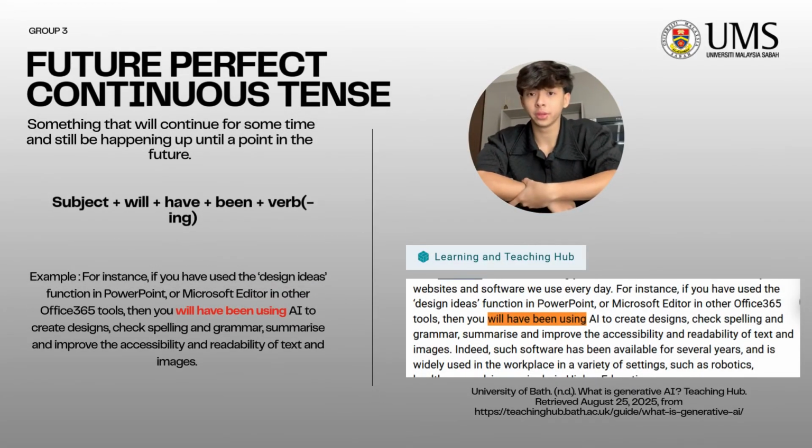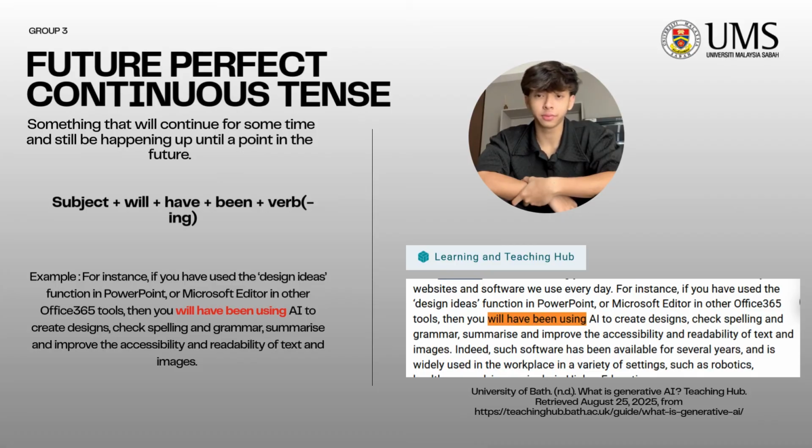Lastly, future perfect continuous tense. It is something that will continue for some time and still be happening up until a point in the future. The form is subject, will, plus have been, and also a verb with ing.